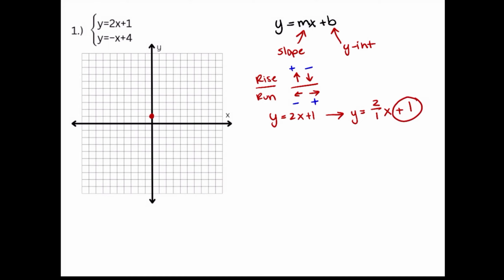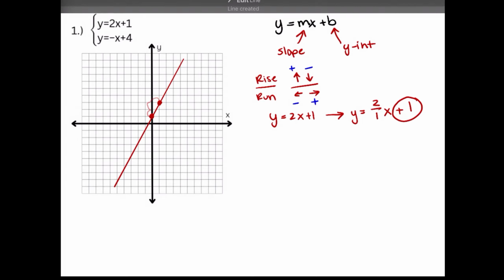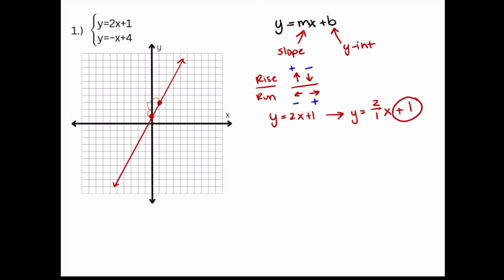Okay, from here, all I need is one more point to be able to plot this line. So that point is going to be found using the slope, our rise over run. So I'm going to go up 2 units, 1, 2, and then right 1 unit, and that is it. We have 2 points. That's all you need to construct a line. So the first function has now been graphed.